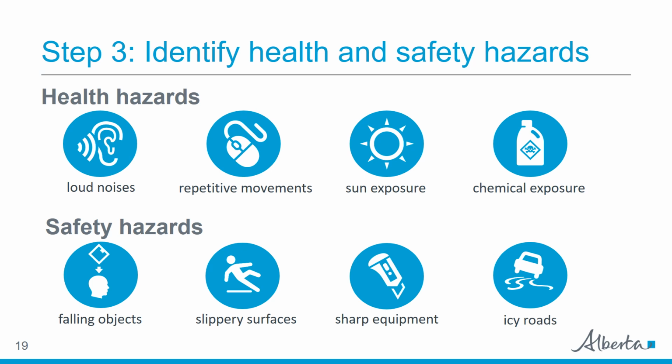A safety hazard is anything that could cause injury or damage, for example, falling objects, slippery surfaces, sharp equipment, or icy roads. An injury caused by a safety hazard is usually immediate, for instance, a broken bone or a cut, and tends to get our attention in a hurry. When someone falls and breaks their back, for example, everyone takes note.